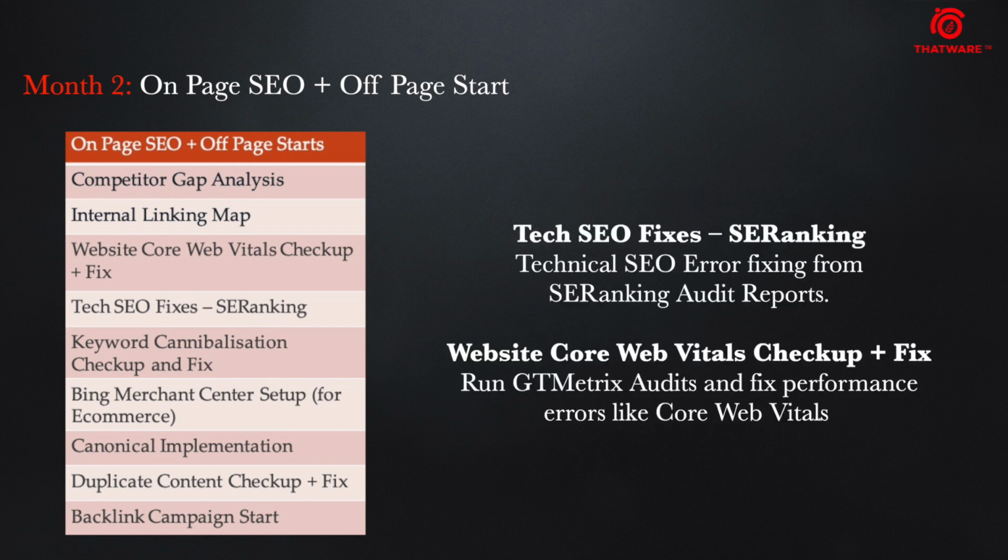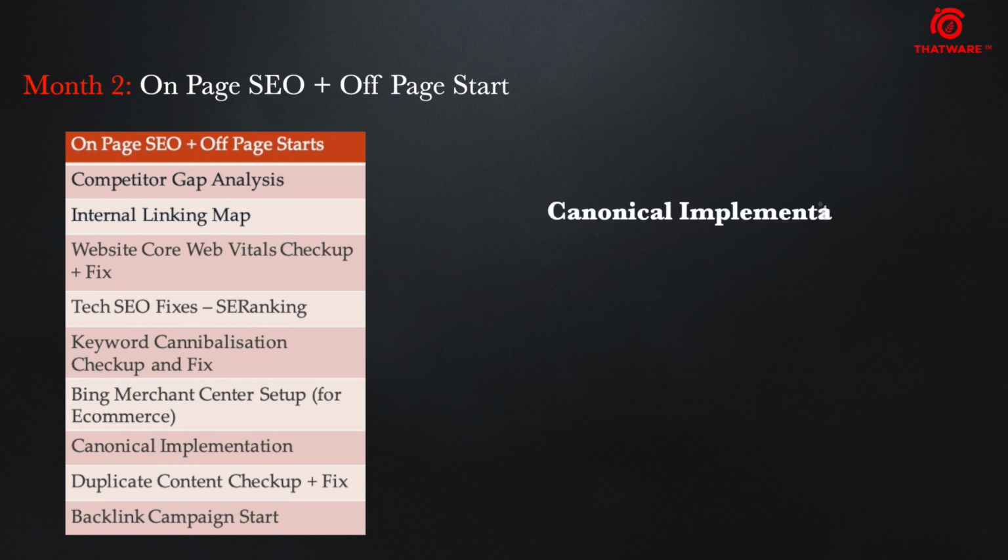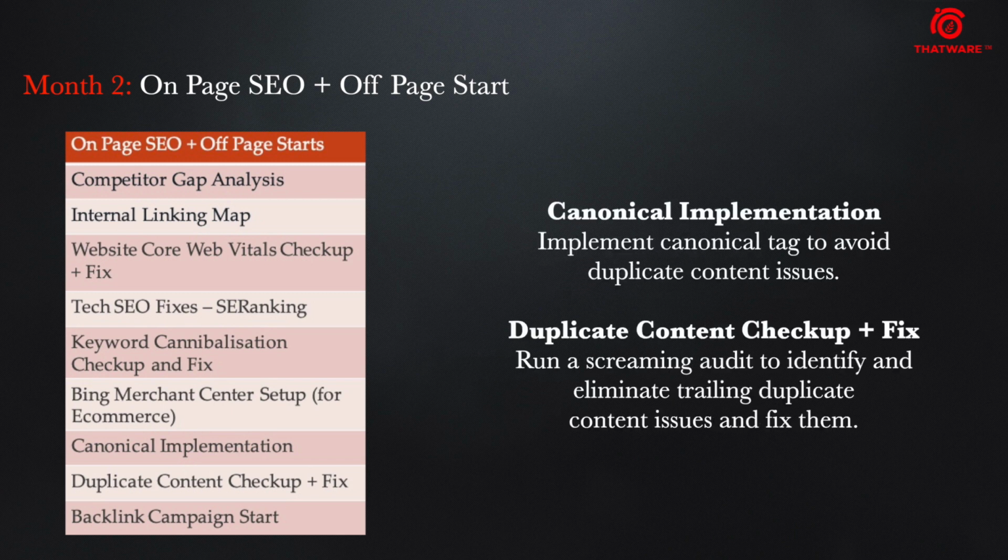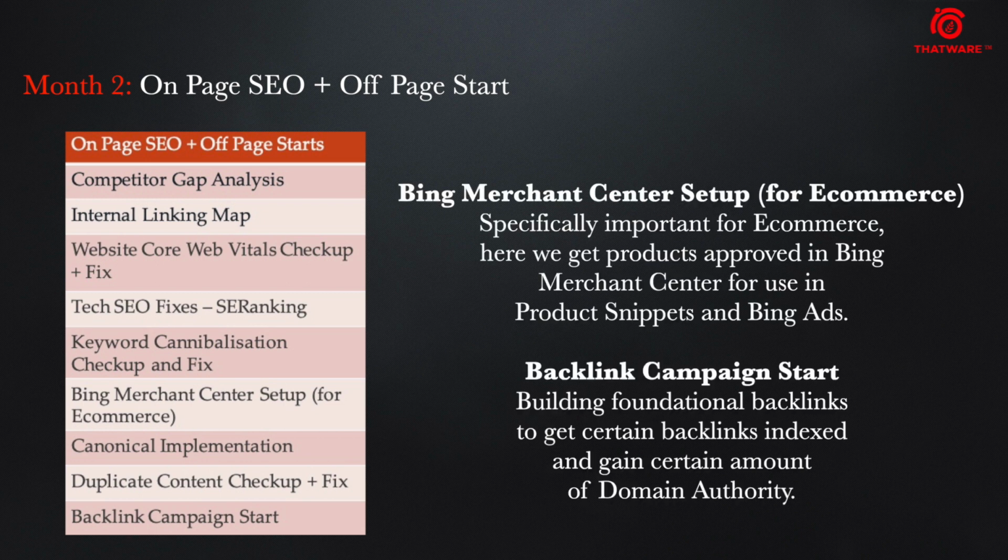A few things remain the same: the technical SEO fixes, the core web vitals and the canonicalization implementation. However, fixing the duplicate content is essential, and fixing the keyword cannibalization should also be on your priority list. One extra thing that should be done is the Bing Merchant Center setup, and this I would only advise for the e-commerce campaign, and then you should start your backlink campaign.